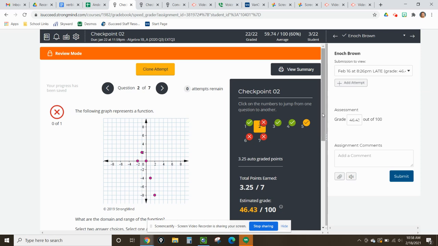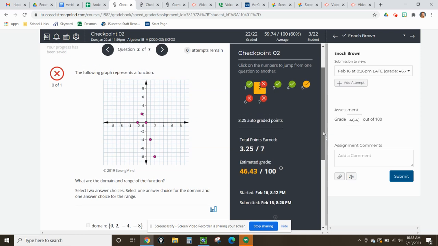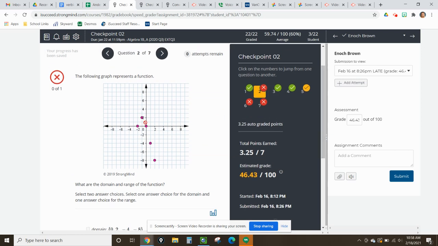So I will unlock it for you, but I'm going to make you this little video to kind of help you with some of the ones that you missed. So here's one of the ones that you missed. It gives you this graph and it asks what is the domain and range of the function.